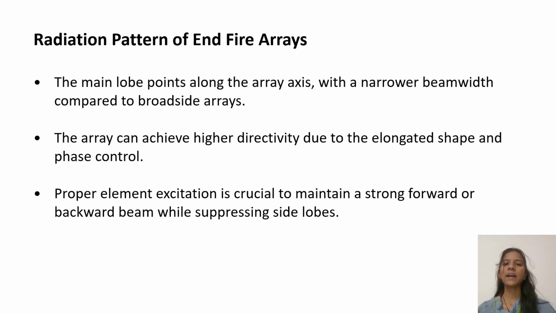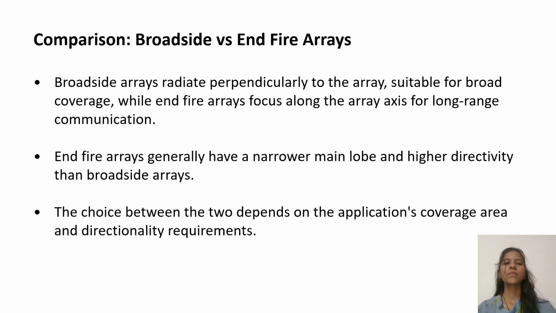Radiation pattern of the endfire arrays. The main lobe points along the array axis with narrower beamwidth compared to broadside arrays. The array can achieve higher directivity due to elongated shape and phase control. Proper element excitation is crucial to maintain a strong forward or backward beam while suppressing side lobes.